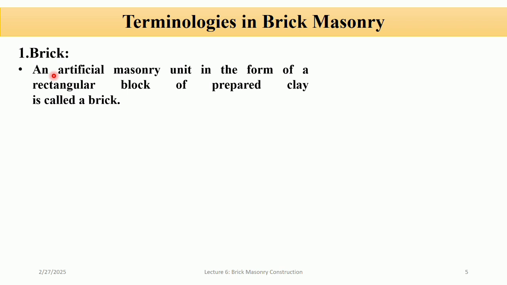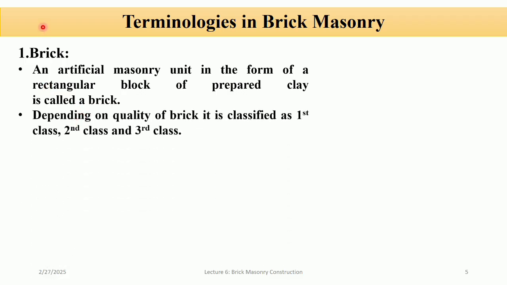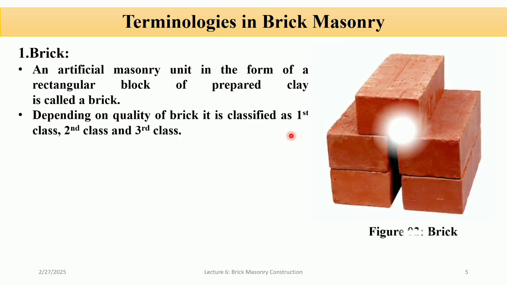Bricks simply dried in the sun are known as sun-dried or kacha bricks, and those burnt in a kiln are known as burnt or pakka bricks. Bricks are burnt to provide them strength and durability. Depending upon the quality of the material, bricks are classified as first class, second class, and third class bricks. You can see the picture of a brick.